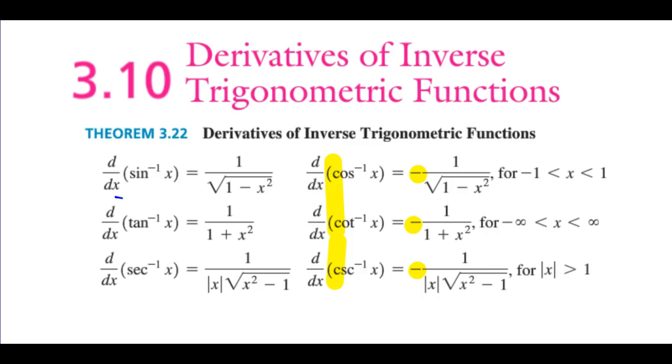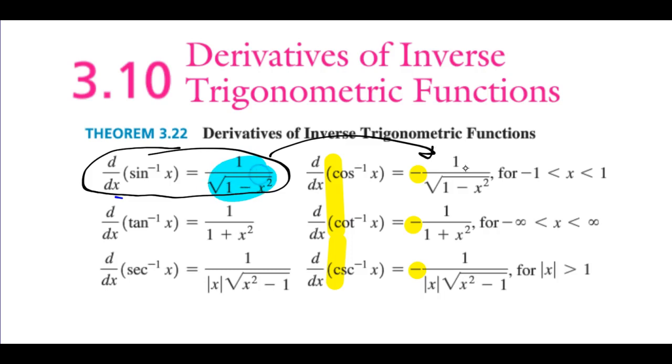Now, it looks like there's a lot to memorize, but it's really not that bad because we just did the sine inverse, and check it out. The cosine inverse is exactly the same definition. This is exactly the same as this, except it's just negative, which kind of makes sense because remember when you take the derivative of a c, it always goes negative. We know that the derivative of cosine was negative sine. So in the same fashion, when you take the derivative of cosine inverse, it's also a negative.